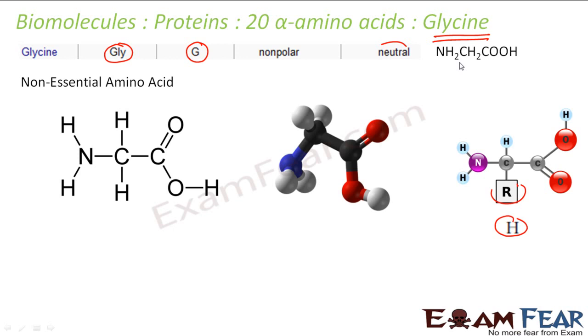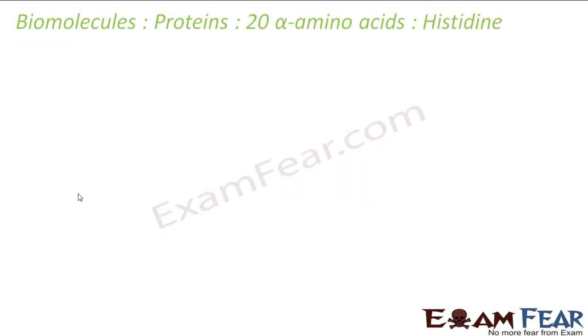It was discovered in 1820 by Henri. What he did was he boiled gelatin with H2SO4 and he got this. It is used in antacids and cosmetics, and it doesn't show optical activity. This is the only amino acid that doesn't show optical activity.